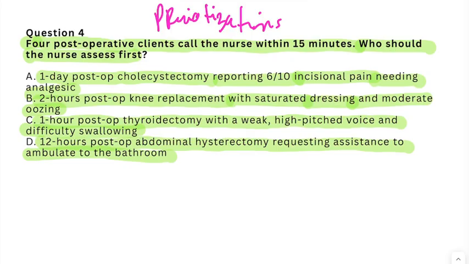You've seen this type of question so many times: who are you going to see first, or who are you going to assess first? So let's look at the choices. Let's start with choice letter A. It says 1 day, so 24 hours ago, cholecystectomy, reporting 6 over 10 in terms of incisional pain. The patient is complaining of pain and requiring analgesia.